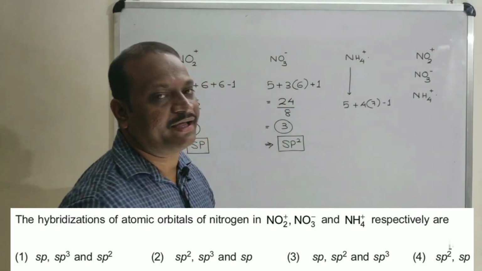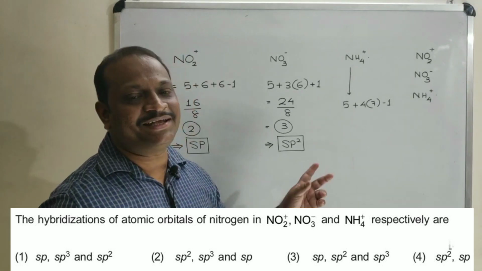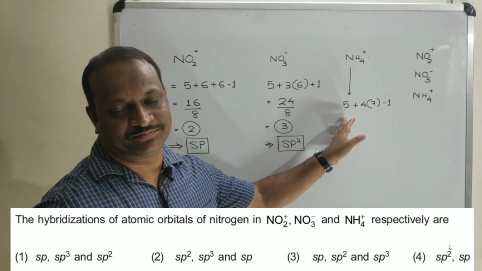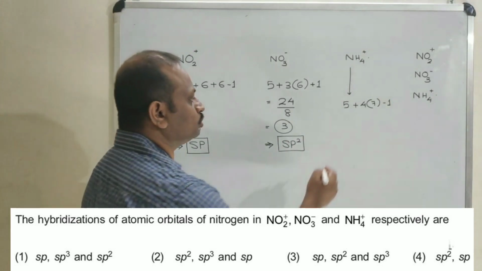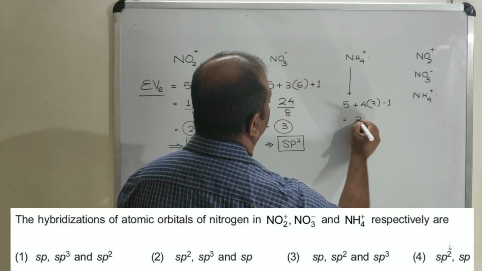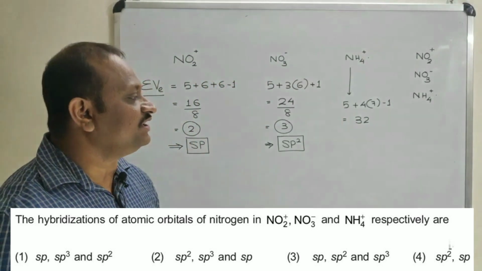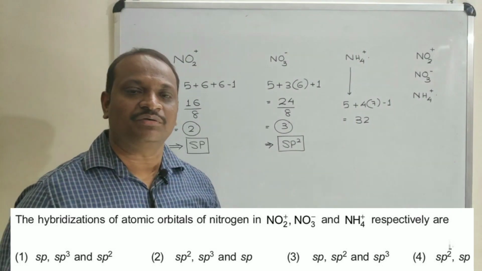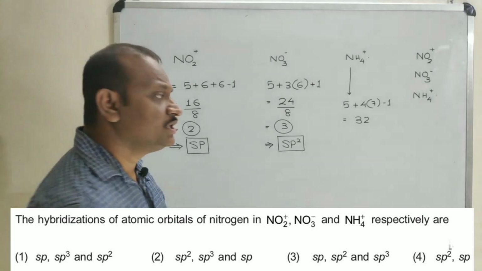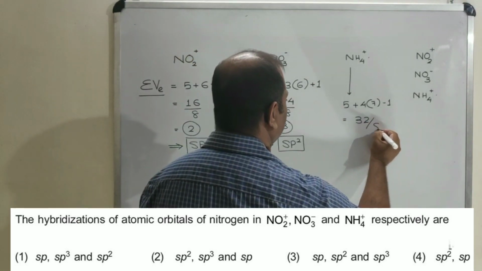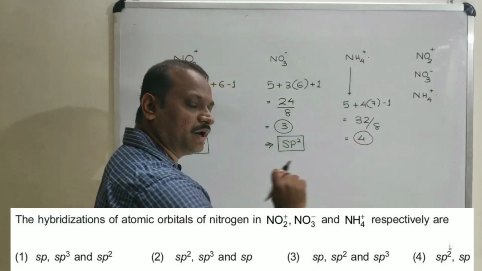So what do we ultimately get? 4 into 7 is 28. 28 plus 5 will be 33. 33 minus 1 is 32. So the number we got right now is 32. Fortunately, here also you can see that you have got a multiple of 8. So divide it by 8, and you get the number 4. And this is the steric number here.